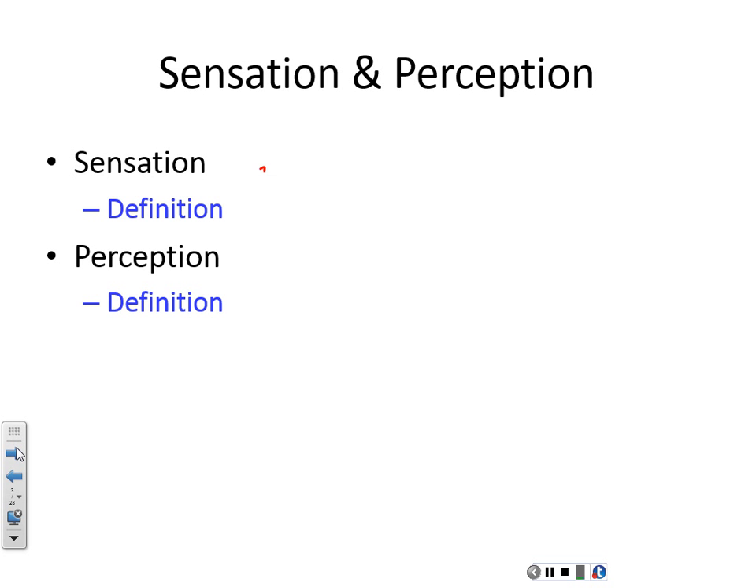So when you have a definition, of course, you have a full definition for it. Perception talks about how the brain actually processes that sensation, processes the information it has received.